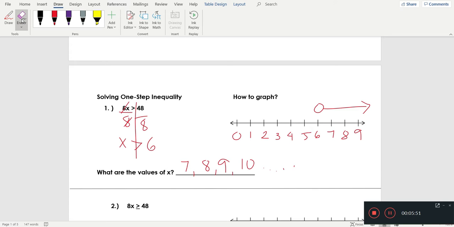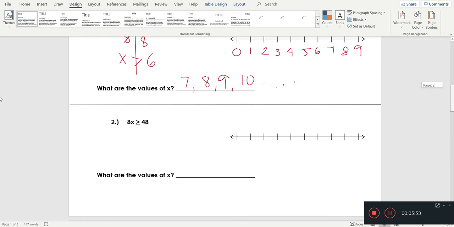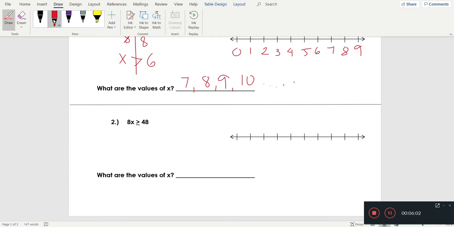Okay, next we have 8x is greater than or equal to 48. So divide both sides by 8 and 8, right? So cancel this. I have x is greater than or equal to 6. What are the values of x? Let's repeat my question. What are the values of x? The values of x are 6, 7, 8, 9, 10, and so on, right?